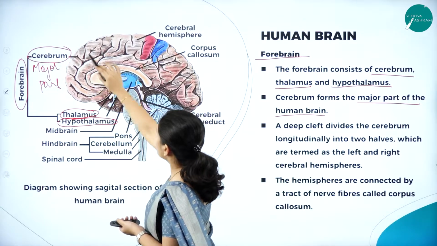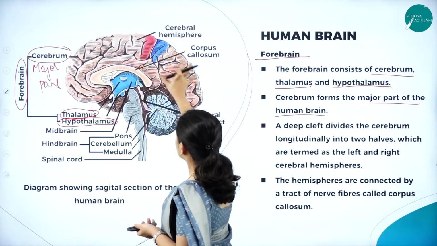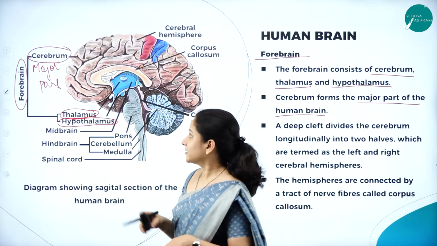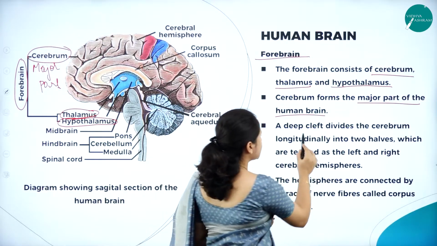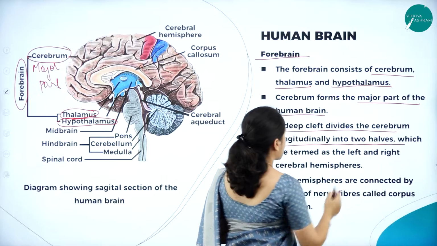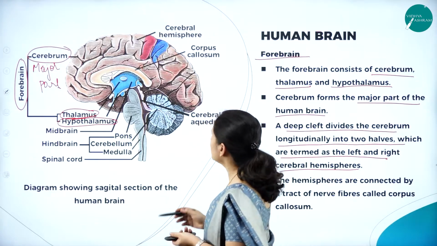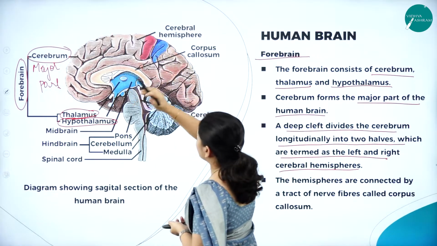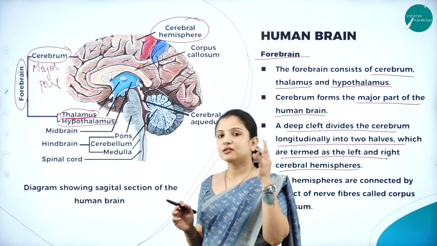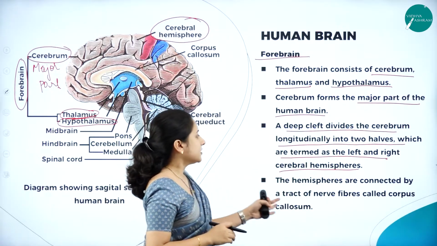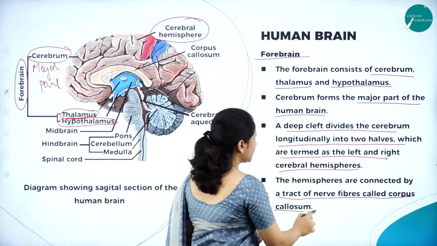Because as you can see, the majority of the region is covered by the cerebrum. Not just the forebrain region, but the midbrain and the hindbrain region is also covered by the cerebrum. So it forms the major part of the brain. A deep cleft divides the cerebrum longitudinally into two halves, termed the left and right cerebral hemispheres. Here you can see the cerebrum is divided by a cleft into the cerebral hemispheres, the right cerebrum and the left cerebrum. The hemispheres are connected by a tract of nerve fibers called the corpus callosum.